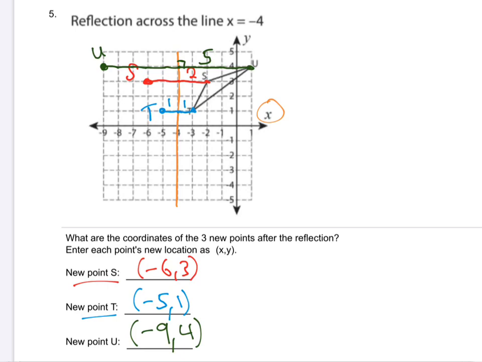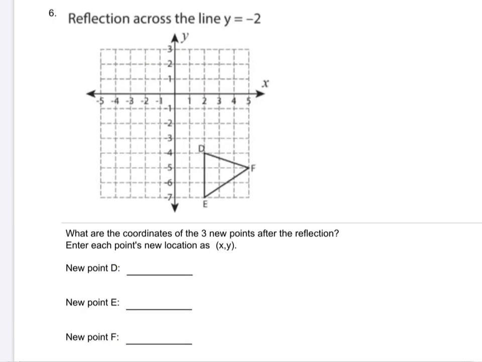Okay, so I'm going to connect these 3 points. Boom, boom, boom. See how that's a reflection of that triangle across that line? It looks like a mirror image, doesn't it? It looks like we reflected that triangle right across that reflection line. It's a mirror image.